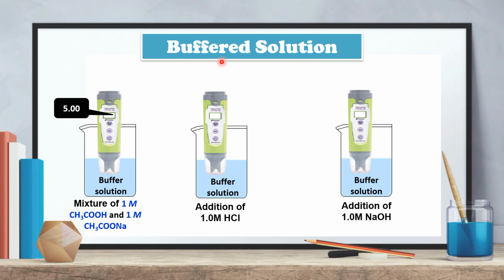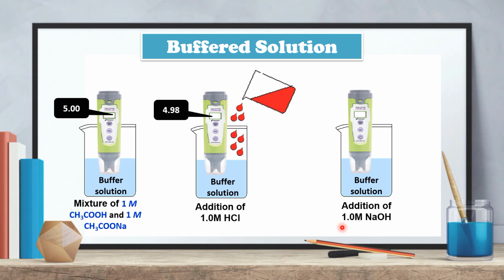Now for the buffered solution, for example, a mixture of 1 molar ethanoic acid, that is the weak acid, and 1 molar of sodium ethanoate, that is its salt. The initial pH is 5. What would happen with the addition of 1 molar HCl? We already know that the concentration of H plus ion will increase. However, the buffer solution is able to maintain its pH and it becomes 4.98.